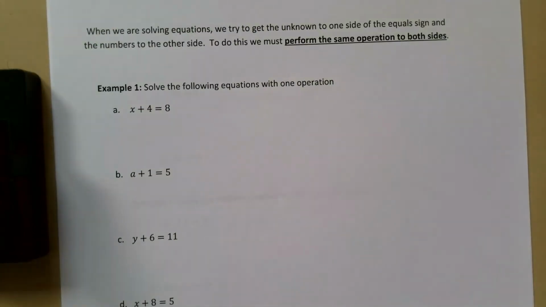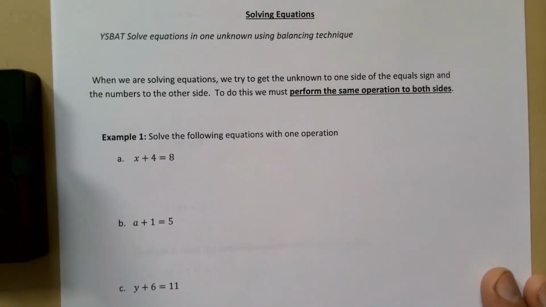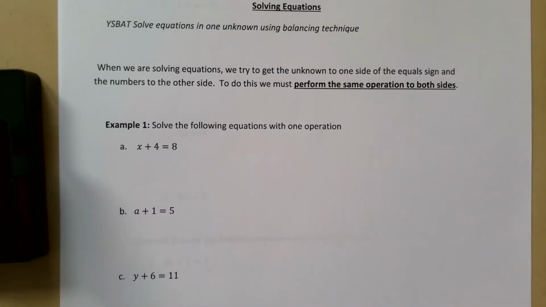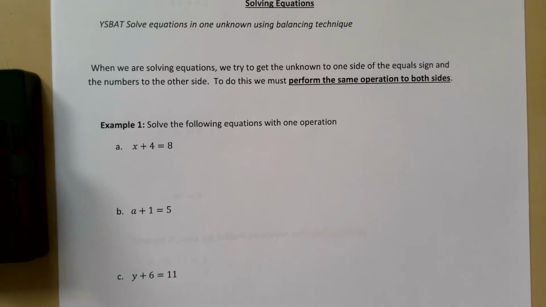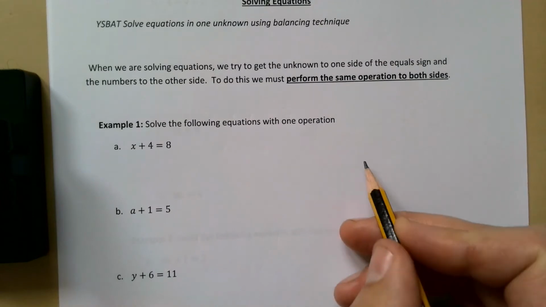Alright, solving equations. When we're asked to solve equations, we try to get the unknown to one side of the equal sign and the numbers to the other side. To do this, we perform the same operation to both sides. Solve the following equation with one operation. Sometimes this gets set up a bit like a seesaw.